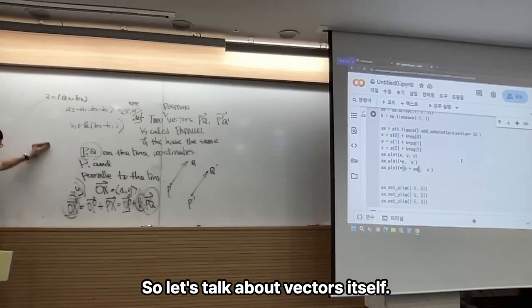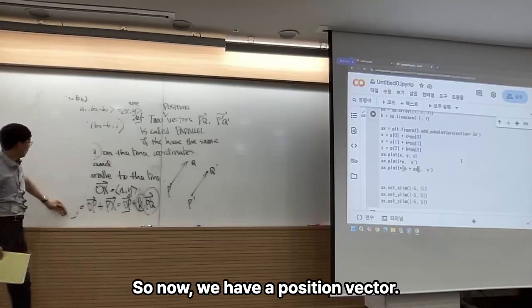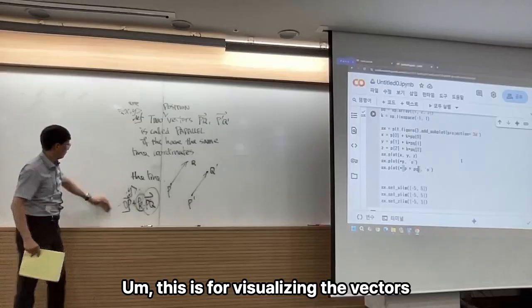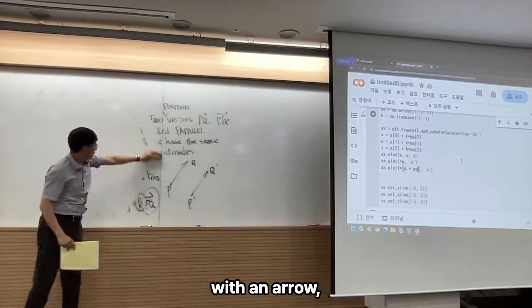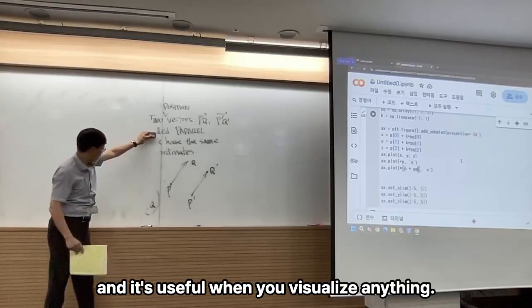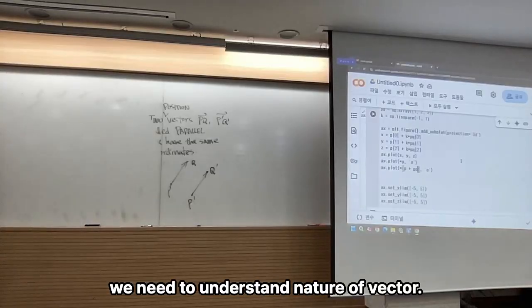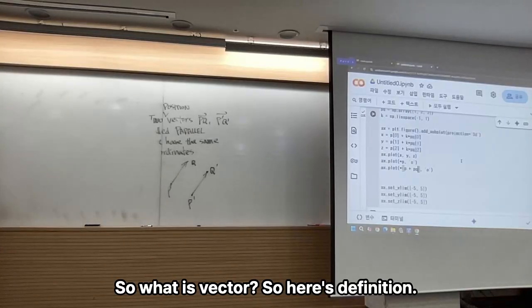So let's talk about the vectors itself. So now we have a position vector. This is for visualizing the vectors with an arrow, and it's useful when you visualize anything. But in fact, we need to understand the nature of vector. So what is a vector? So here's the definition.